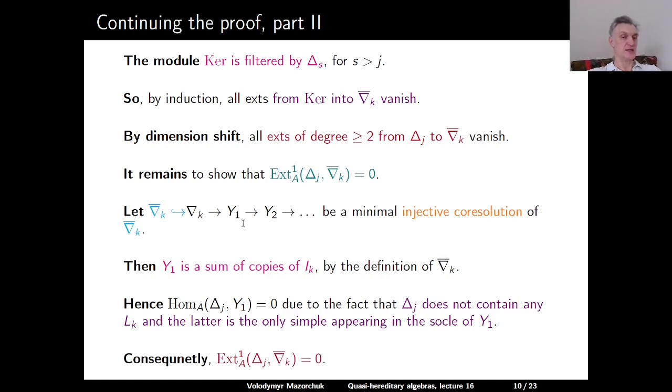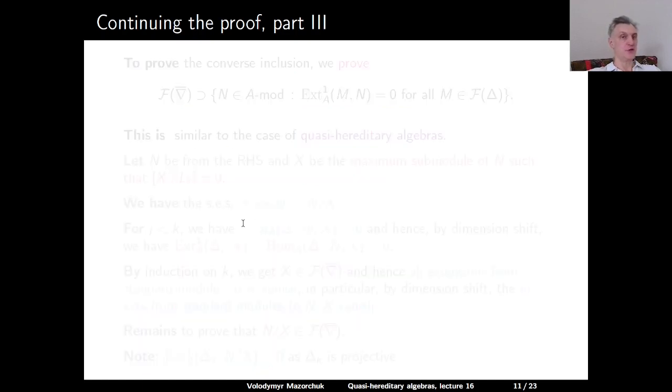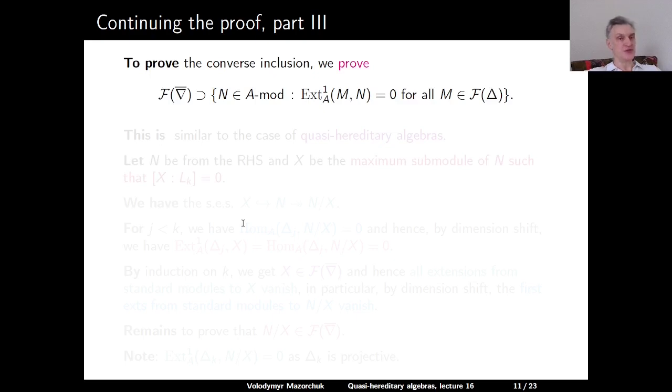And this means exactly that the first Ext from Δ_j to ∇̄_k vanishes. So we are done with the inclusion of F(∇̄) into the right homological orthogonal to F(Δ). And in order to prove the converse inclusion, we prove a much stronger statement. We actually prove that the category of all A-modules, for which all first extensions from standard modules vanish, already belongs to F(∇̄).